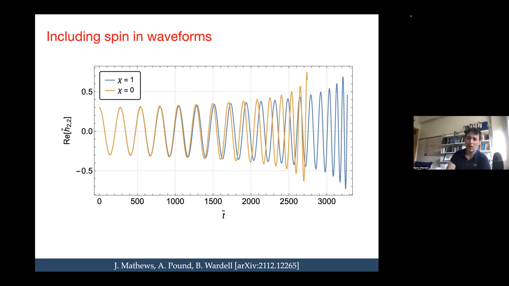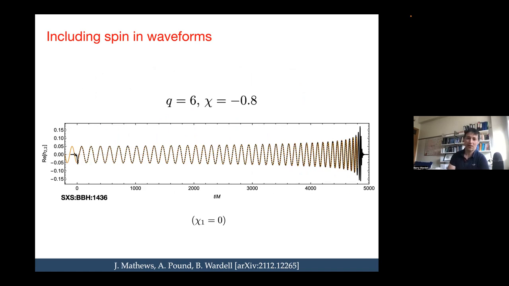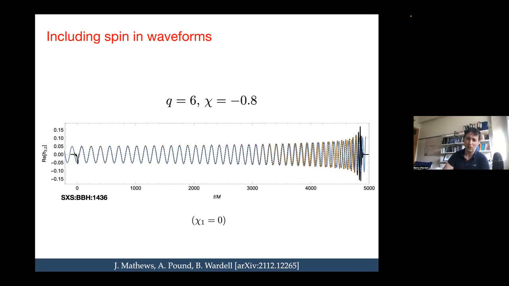If we want to be a bit more quantitative, we can go back and start comparing to numerical relativity again. And this is somewhat preliminary, but we can see that if you have quite a highly spinning secondary, 0.8, and a mass ratio of 6, we do actually capture the signal very well with the self-force waveform model. And just to convince you, if you go back and you remove the spin from the self-force model, you get the blue one here, which is quite significantly worse.